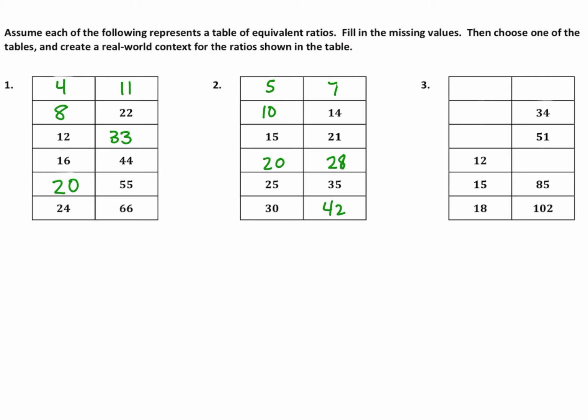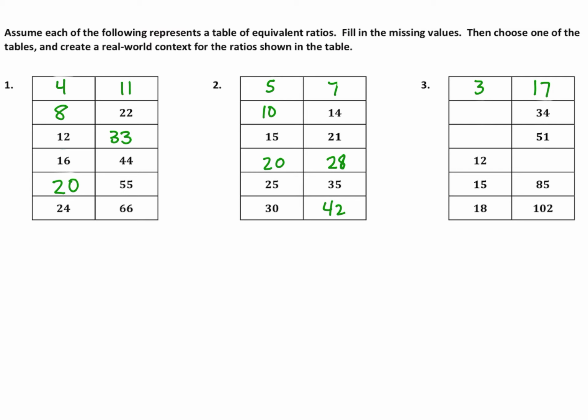Over on this side, or number 3, it doesn't look as obvious to me what the relationship is. So I might try and find the value of the ratio to figure out what is going on. I see 15 and 85 both end in a 5, so I can divide a 5 out. 15 divided by 5 is 3. 85 divided by 5 is 17. So that might be my first box, 3 and 17.